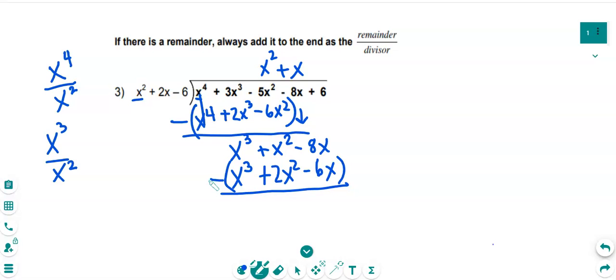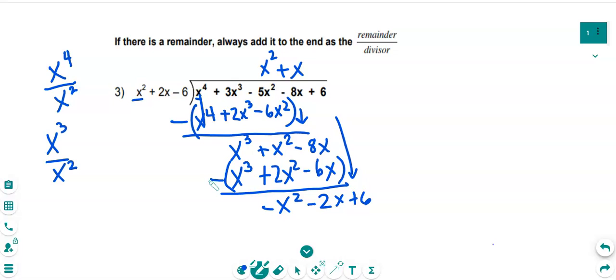X to the third power minus x to the third power, that's going to cancel to 0. X squared minus 2x squared is negative x squared. And negative 8x minus, so remember that negative is distributed and becomes a positive. Negative 8x plus 6x is negative 2x. And then we bring down that last term, the 6. And we do the same process again.